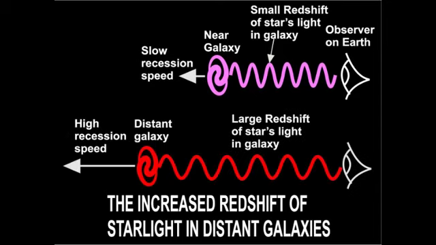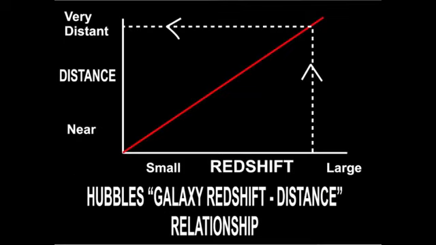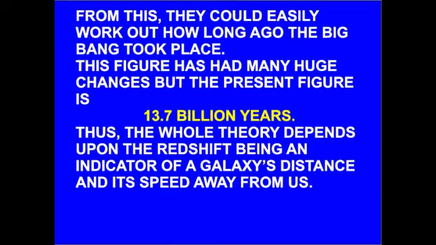The change of the light is because as the galaxy travels away from us, its wavelength is longer. It is redder. The faster the galaxy moves away from us, the greater the redshift of particular lines in their spectrum. From the amount of change, astronomers can tell how fast a particular galaxy is travelling away from us. And Hubble found a relationship between the distance a galaxy is from us and its redshift.